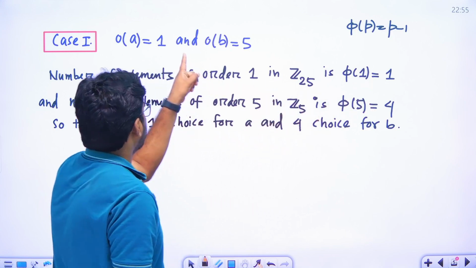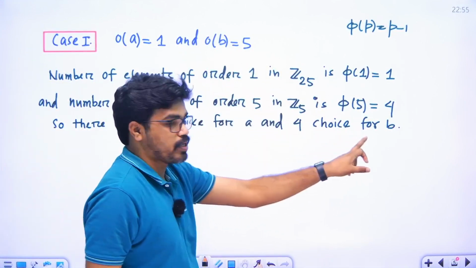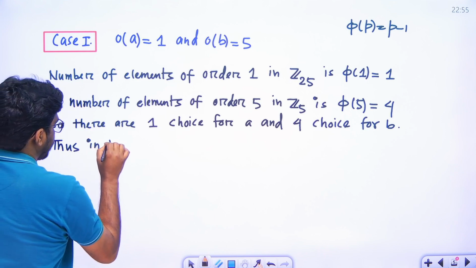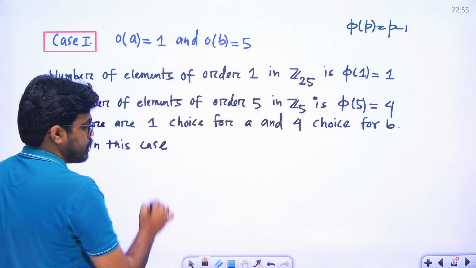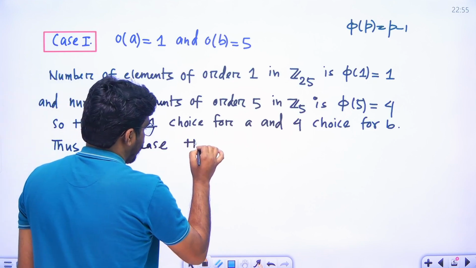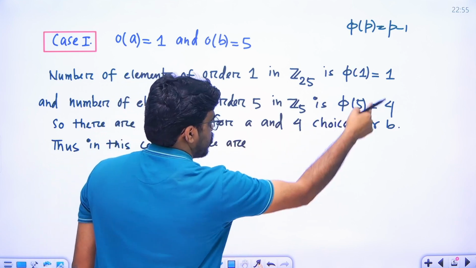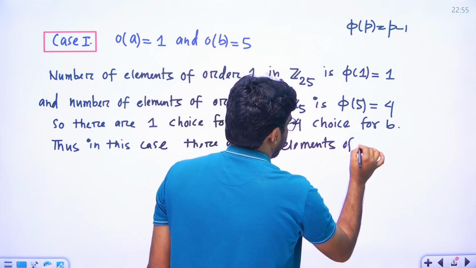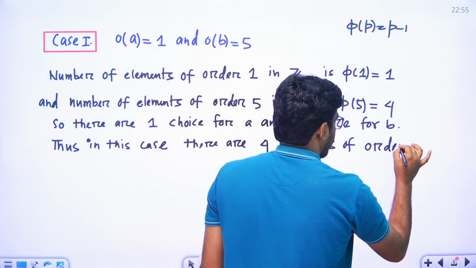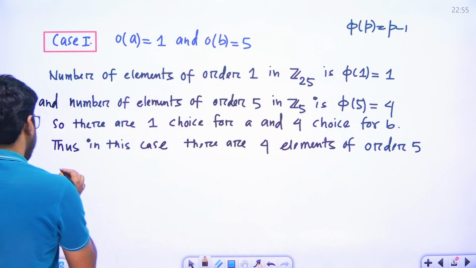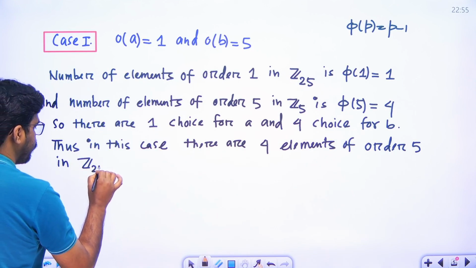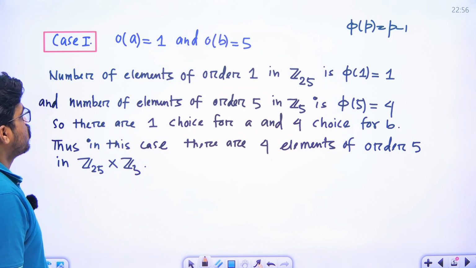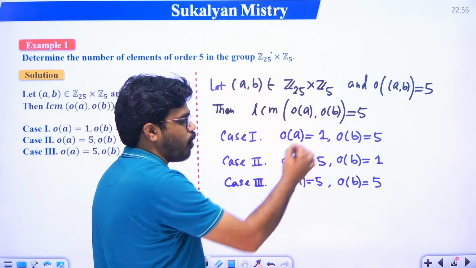There is 1 choice for A and 4 choices for B. Thus in this case there are 1 into 4, that is 4, elements of order 5 in Z25 cross Z5. Okay. So next, case 2: order of A is 5, order of B is 5.